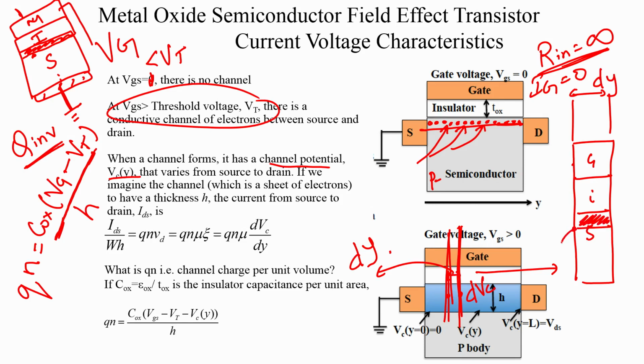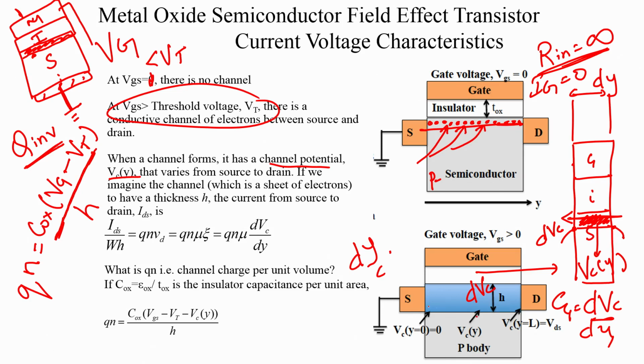the potential drop across this channel is dVc, and therefore, the electric field in that section from here to there is dVc by dy, okay, dVc by dy, that is the electric field, and this potential of the channel is some Vc of y, because it is sitting depending on where the y is, how far you are from the source. So, that is the source, and this distance is y, right. So, that is the situation.